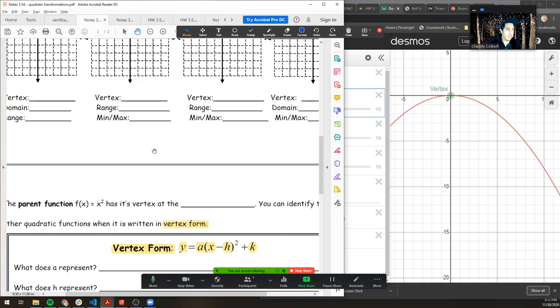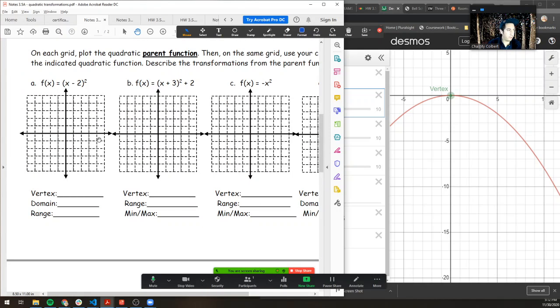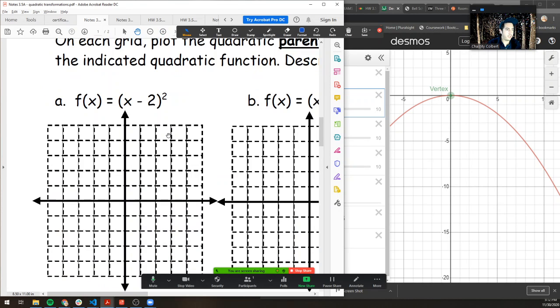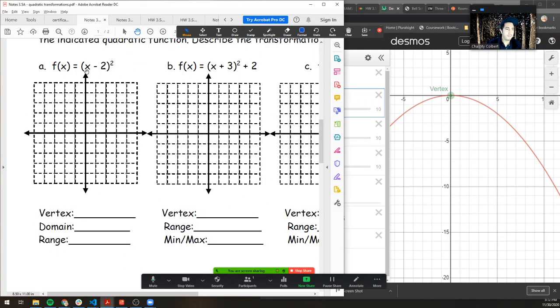So now that we understand that, I'm going to look at these real quick, and it'll become super easy. It's almost too easy. That's how stuff works. If you learn it, it becomes really easy. So here, f of x equals (x minus 2) squared. You don't have the a value here. You don't see the a value.